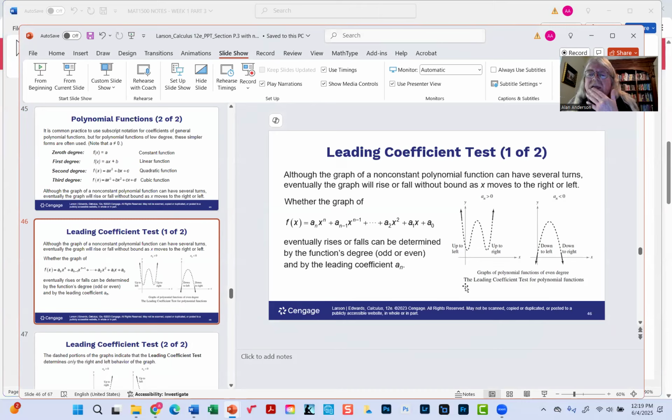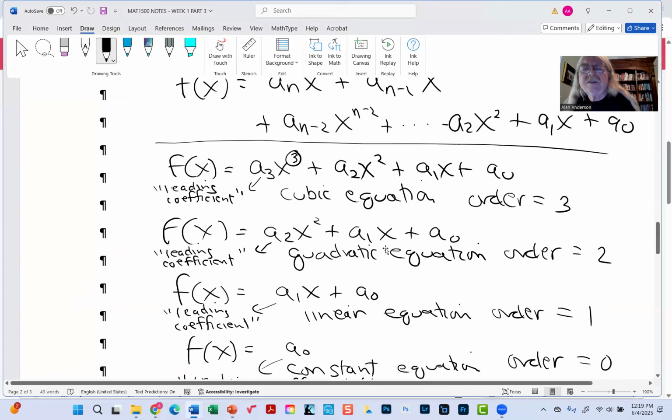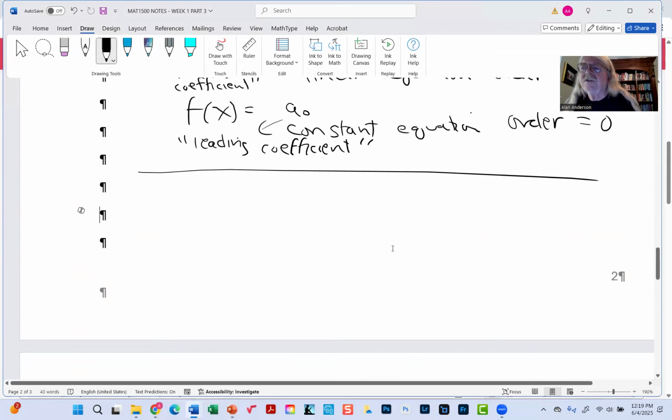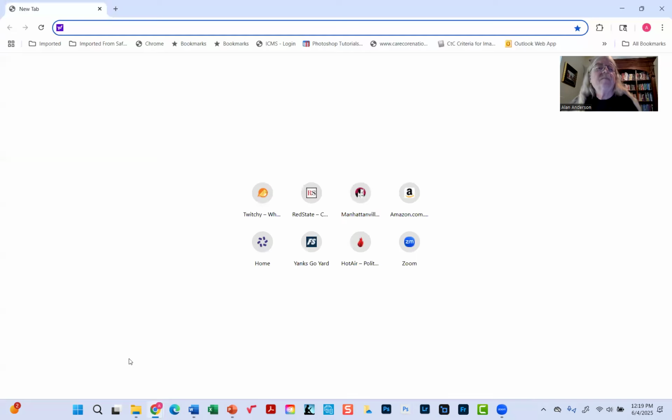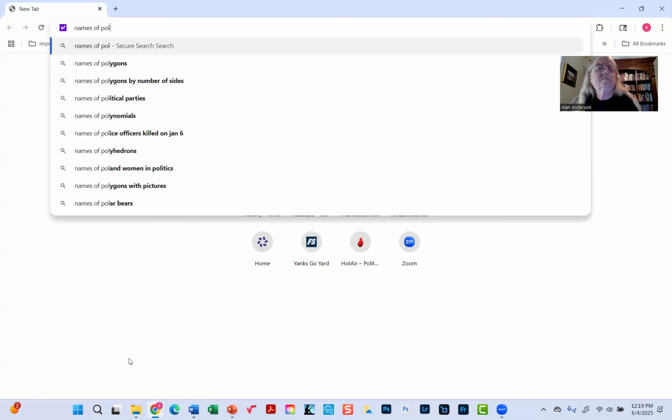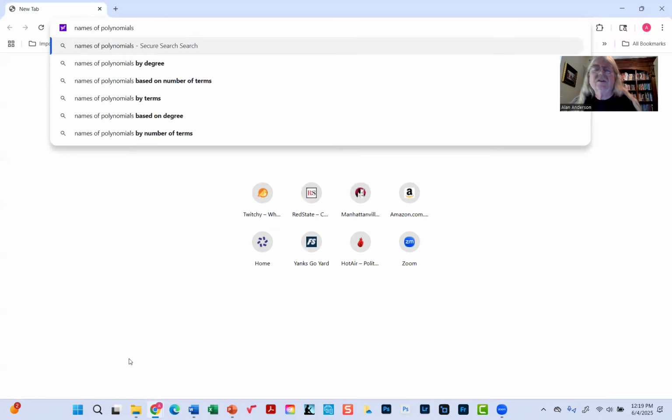So these are the even cases. In other words, it could be a quadratic equation. Actually, I think when we get up to order 4, the name changes to quartic equation. There's a chart in Wikipedia somewhere where we can look this up.